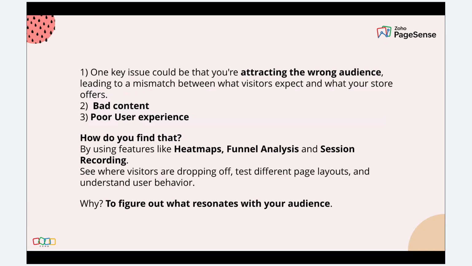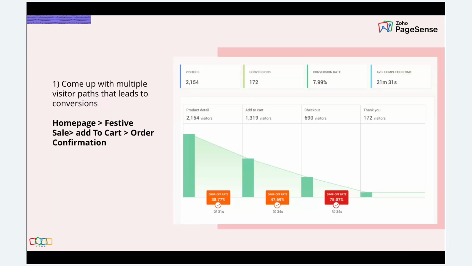So when you're standing among numbers, always start with the conversion funnel. And the conversion funnel basically helps you identify at which page visitors fail to convert. So you can start by coming up with multiple visitor paths that lead to conversion or purchases. For example, you can design a clear path. Let's say from the home page, they go to festive sale, and then they go to add to cart, and then the order confirmation page. So this is your conversion funnel, right? So once you map your visitor's journey, you get a clear visual graph of where they actually drop off.